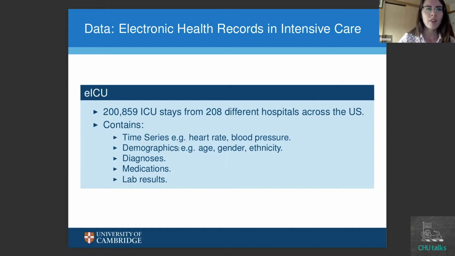The other thing is demographics. So these are different in that they don't change throughout the stay. So these might be things like age, gender, and ethnicity, and you'll need to process these in a different way to the time series.